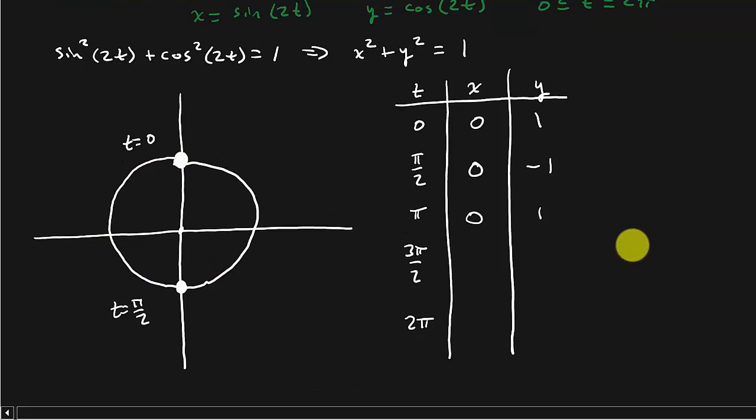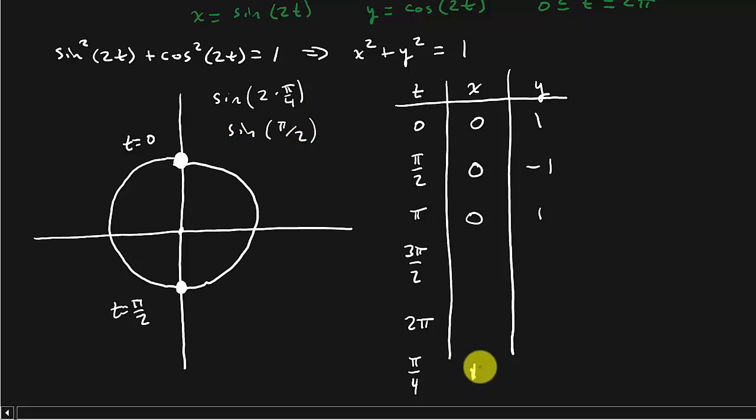Well, the easy thing to do here is pick a value between 0 and pi over 2. And we can see, are we going to get a point over here? Which way is it going? Well, if I plug pi over 4 in, 2 times pi over 4, that's the sine of pi over 2. And what's the sine of pi over 2? That's 1.